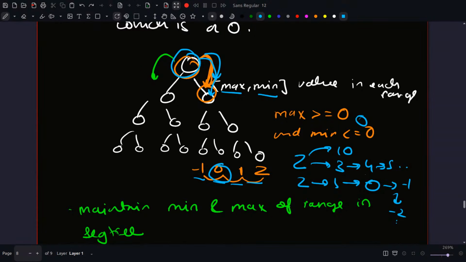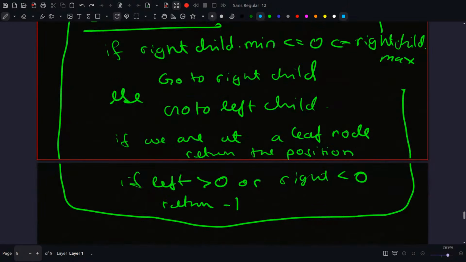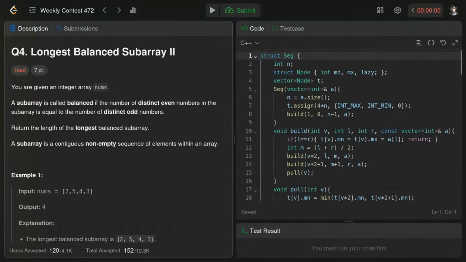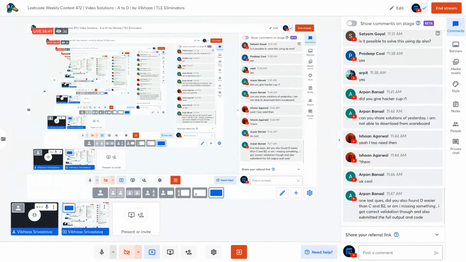And that's why this technique is working on the segment tree. Basically, we're just going down the segment tree, towards the right side if it has a 0. Otherwise, we'll go to the left side if it has a 0. If neither side has 0, then we can just exit and say -1. And this is how we're finding the rightmost 0 in a segment tree.